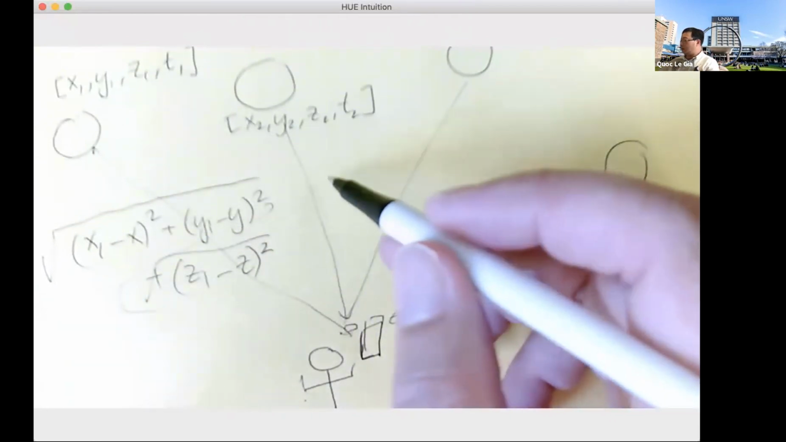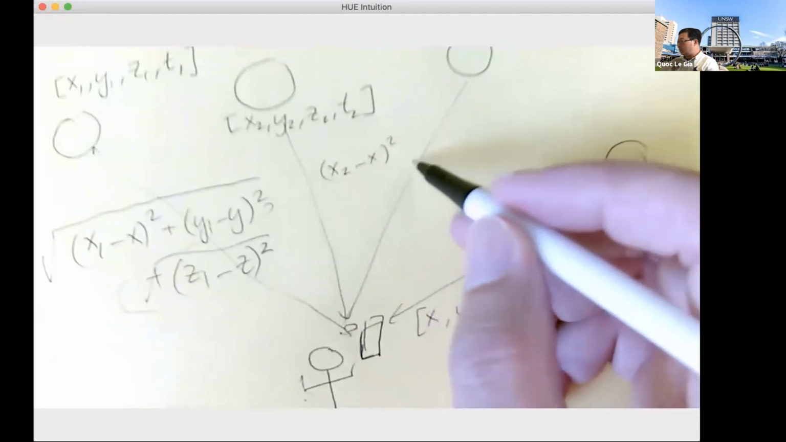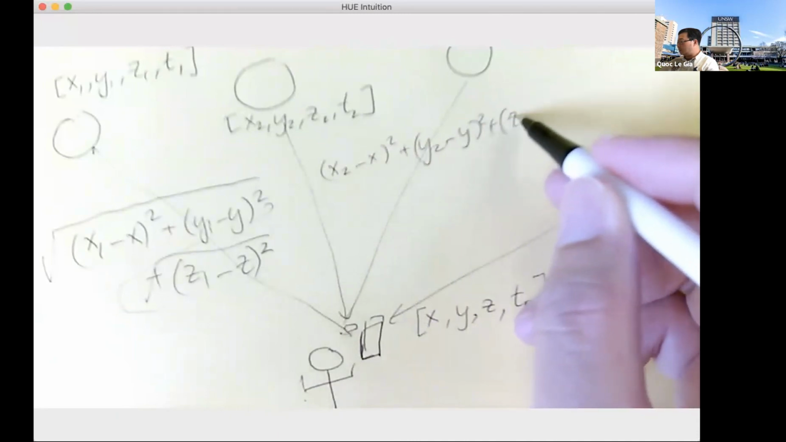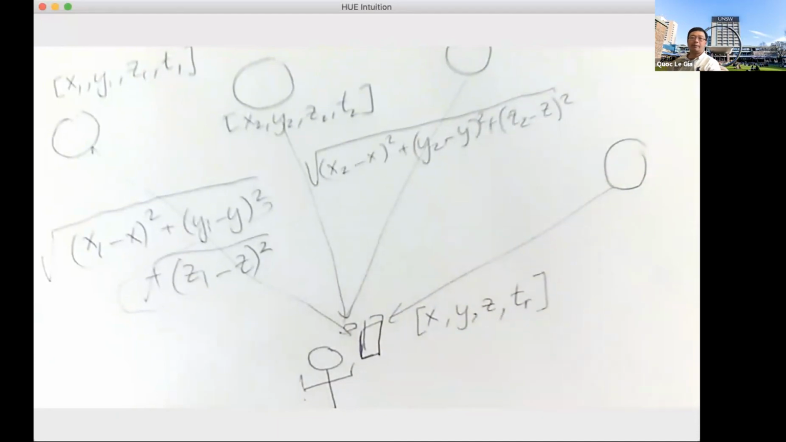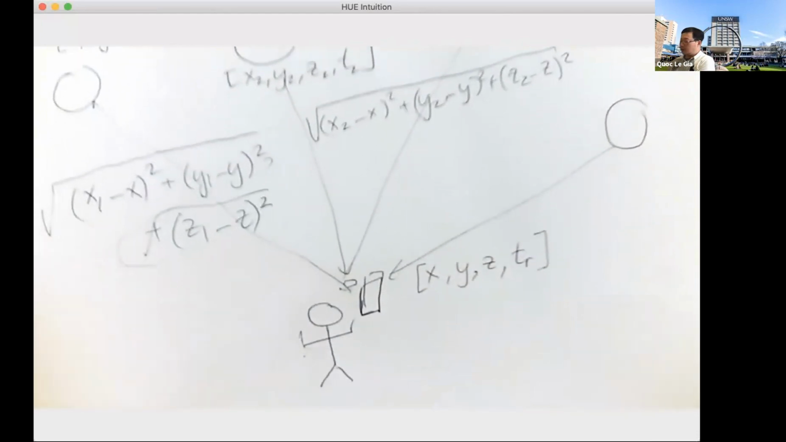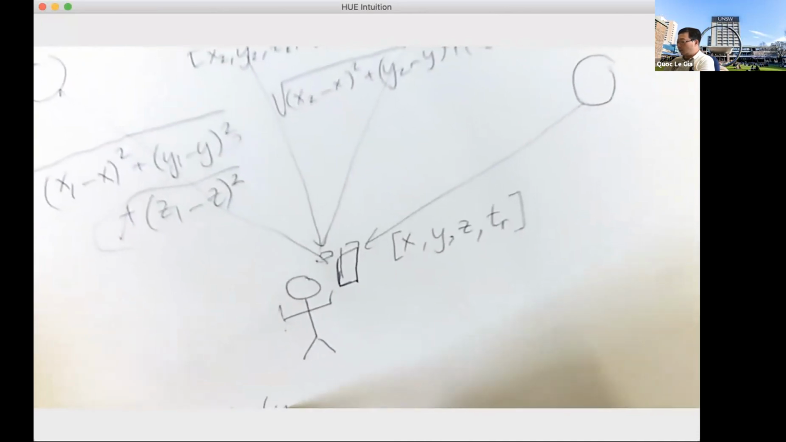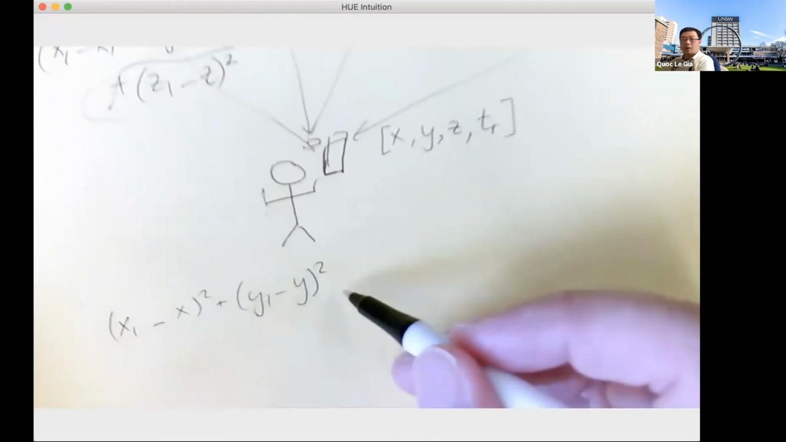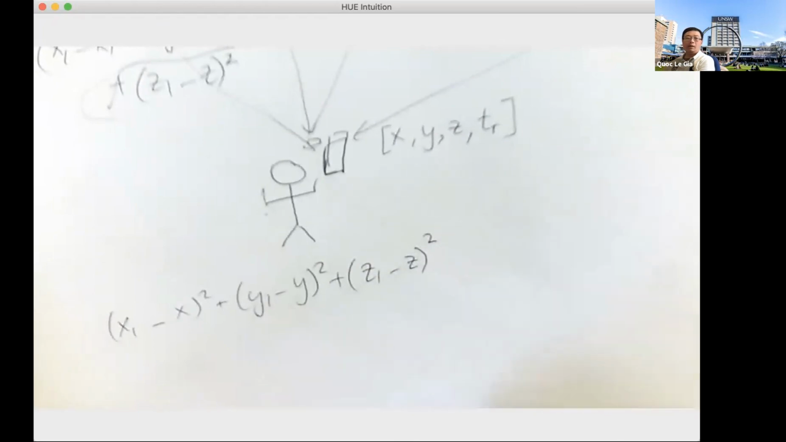And secondly, you have the second distance, like x2 minus x squared plus y2 minus y squared plus z2 minus z squared. Okay, so you have the second distance, yeah. However, now suppose I just take the first distance, yeah. So the first distance is x1 minus x squared plus y1 minus y squared plus z1 minus z squared, right? So this is a distance, yeah.